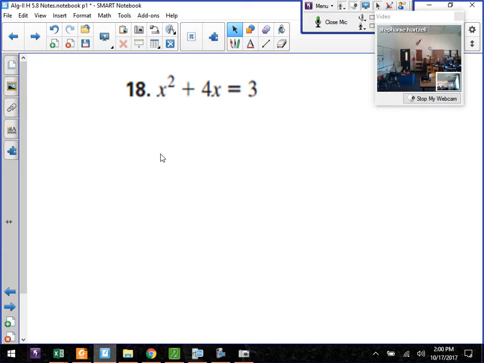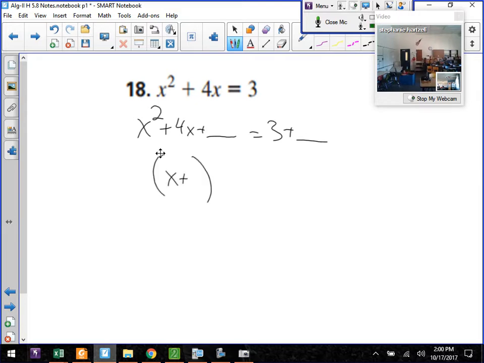Okay? So I would jump right away. Obviously, they're setting it up for you. So you have your x squared plus 4x plus blah is 3 plus blah. Okay? Now, the reason why we have to put that blah on both sides is because we're going to add something to both sides of the equation to make sure that everything stays equal. So our process was take half of b, well, what's half of 4? 2. We drop it into the parentheses, square it, and add it to both sides.